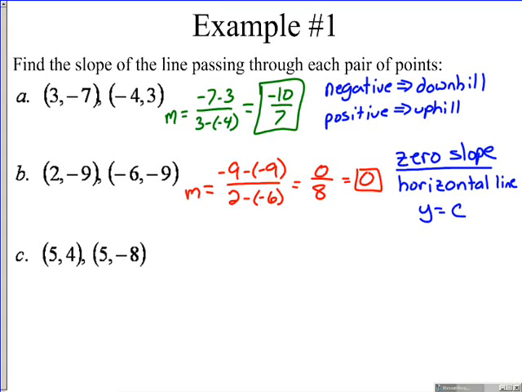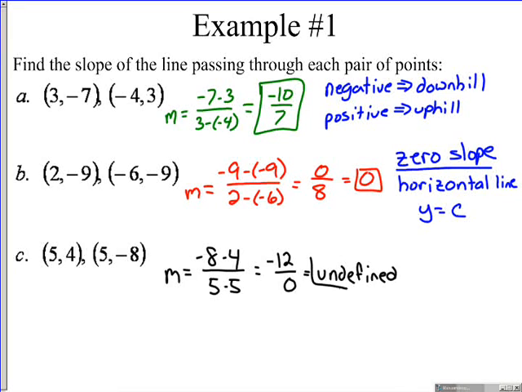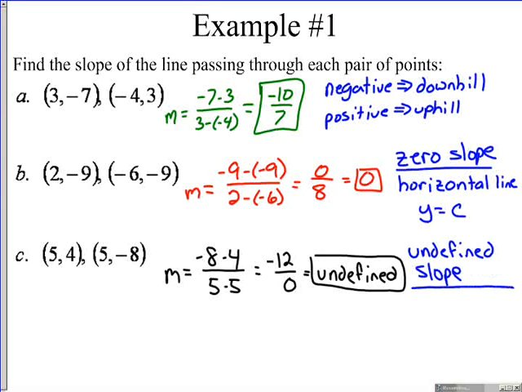Letter C, again plug into your slope formula. Difference in y's over difference in x's. We get negative 12 divided by 0. Anything divided by 0, remember, is undefined. So we have an undefined slope here. And remember, when we have an undefined slope, that it is the graph of a vertical line. And remember, all vertical lines are of the form x equals some constant.